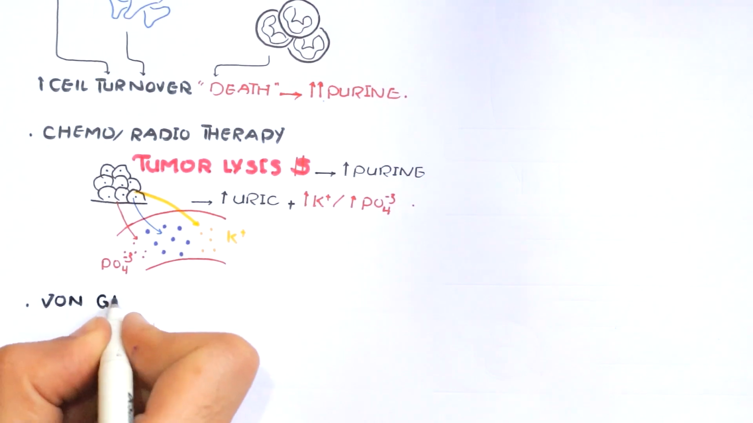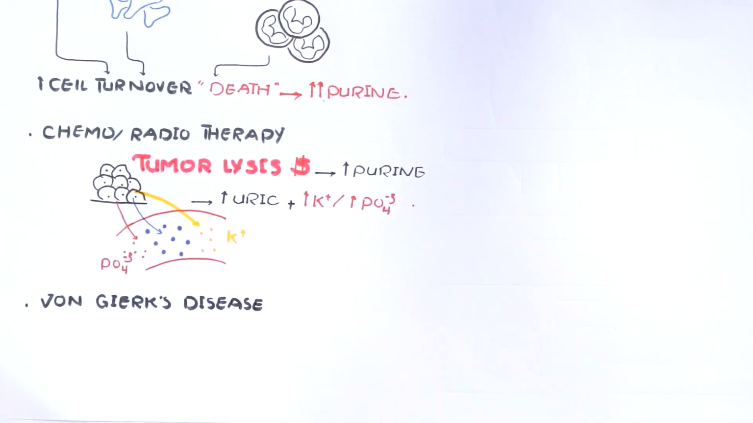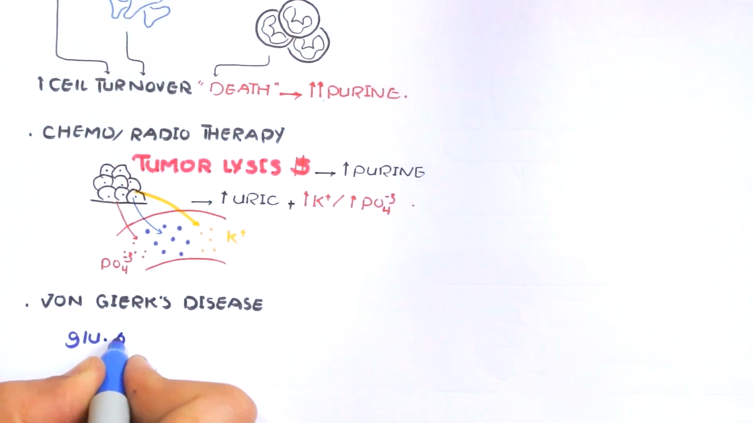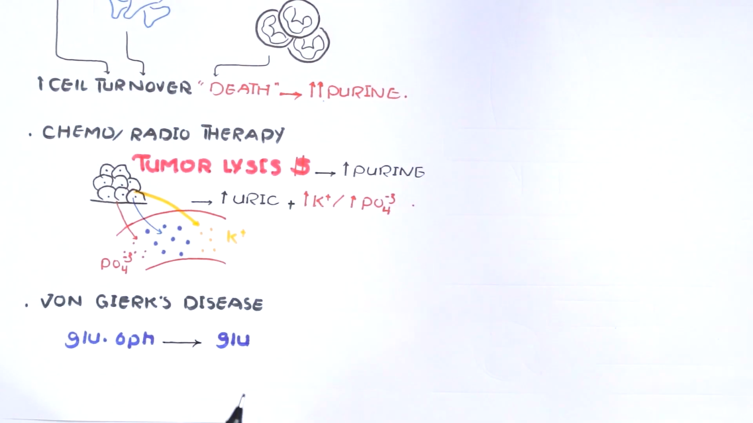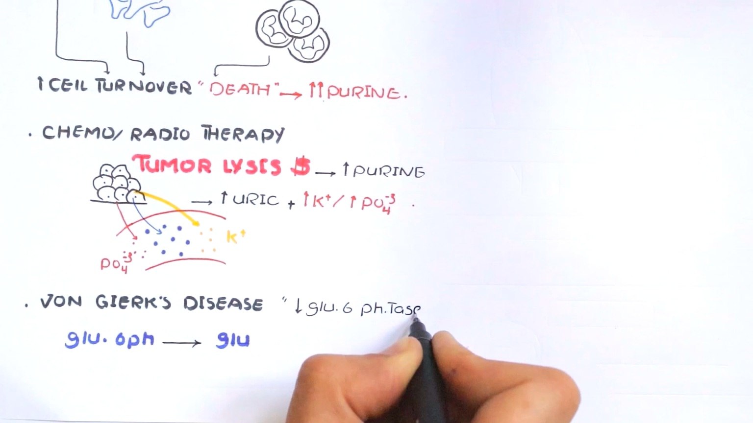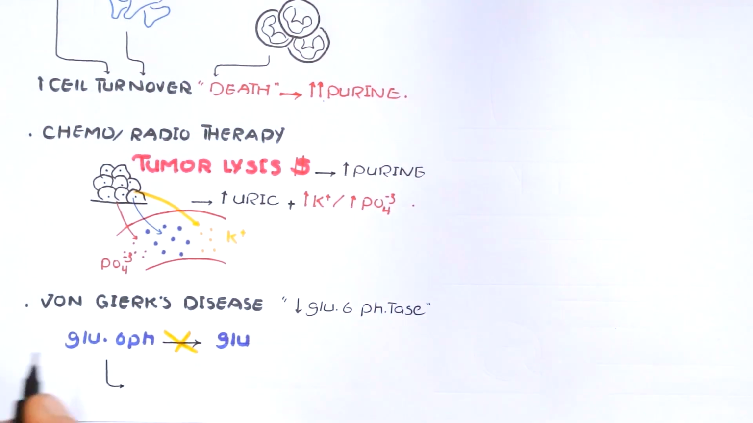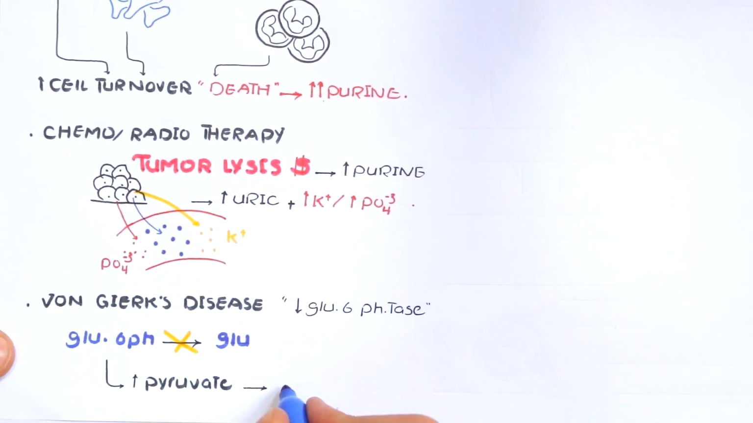A final one is von Gierke's disease, a glycogen storage disease, where the body cannot break down glycogen by transforming glucose 6-phosphate to glucose due to deficiency of the glucose 6-phosphatase enzyme, leading to formation of pyruvate. Excess pyruvate leads to prevention of transforming lactic acid into pyruvate, and formation of new lactic acid, leading to lactic acidosis, which stimulates reabsorption of uric acid through the proximal convoluted tubules.